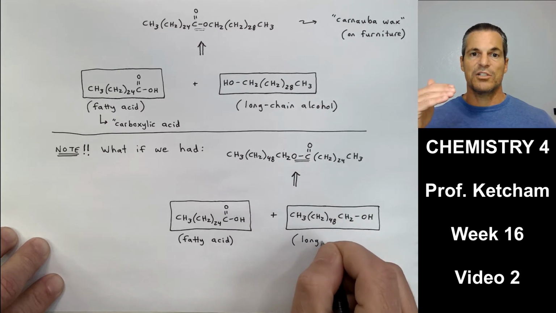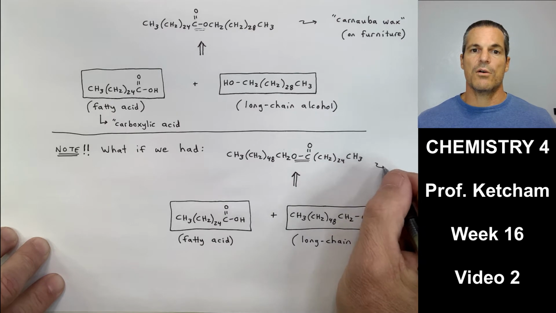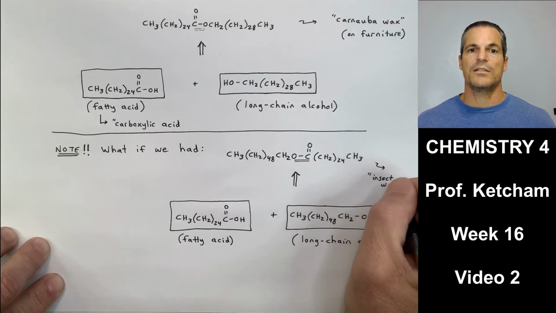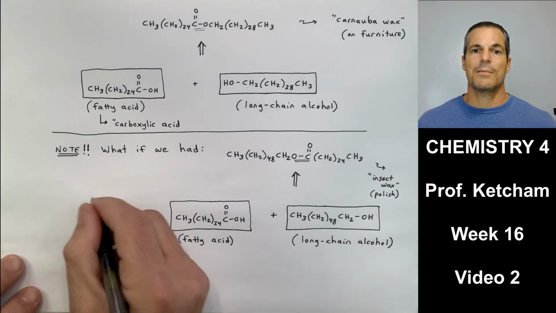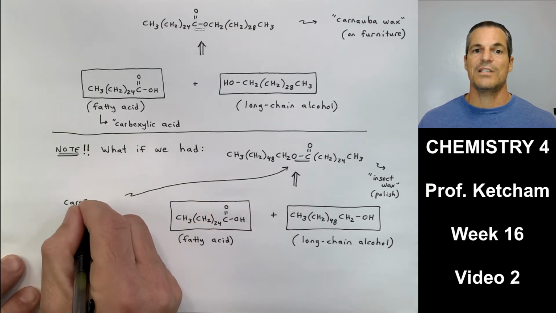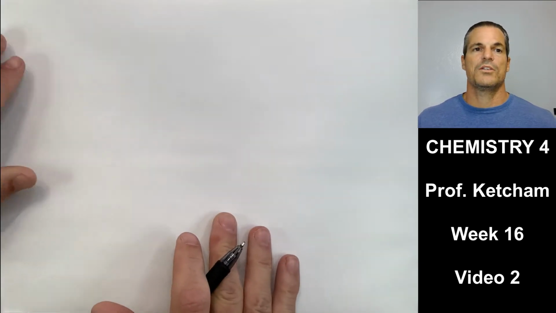So since the oxygen's on the left in the second one, the long chain alcohol comes from the right, CH3, CH2 48, CH2OH. Fatty acid comes from the right hand side, so it would be CH3, CH2 24, C double bond O, OH. All right.